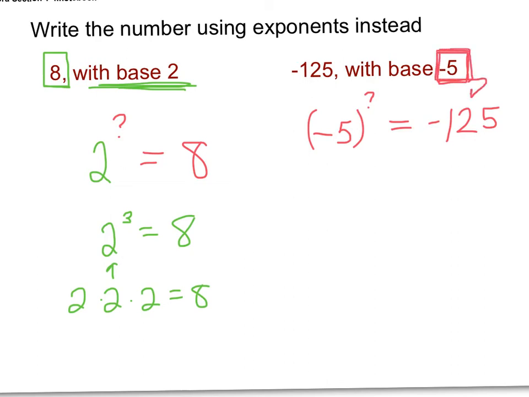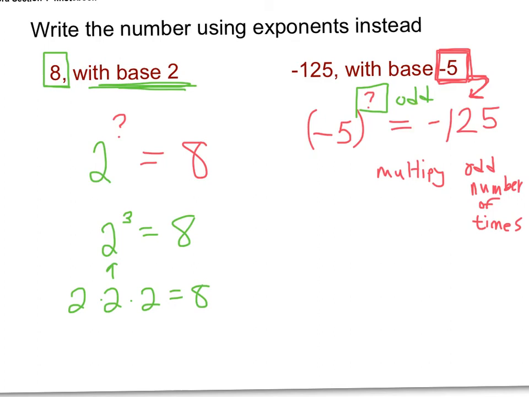In order for me to get a negative value back using this negative 5, I have to multiply an odd number of times. So this value that's here is going to be an odd value. And so I can kind of think of some. I know that if I just take these along, negative 5 times negative 5 gives me positive 25. And then we can keep going. Times negative 5 actually gives me negative 125. So I'm already there. I multiplied negative 5 three different times. And so this answer is negative 5 to the power of 3.